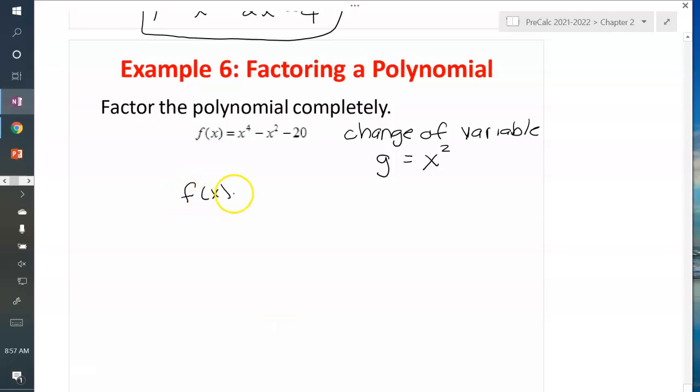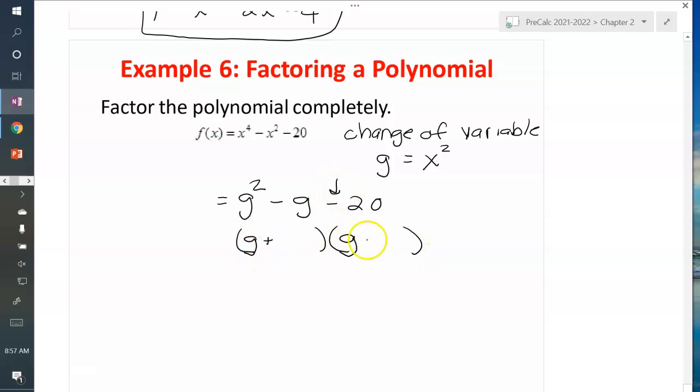So f of x, or let's not even call it x anymore because I'm changing. I'm just going to call this g squared, because g is x squared. x squared times x squared is x to the 4th, so g squared minus g minus 20. We're going to factor this. So I get a g and a g. Because I have a negative here, one is positive, one is negative. So I need two numbers that multiply to negative 20 and add to negative 1. And I'm going to use negative 5 and positive 4. Okay, so that's my factoring.